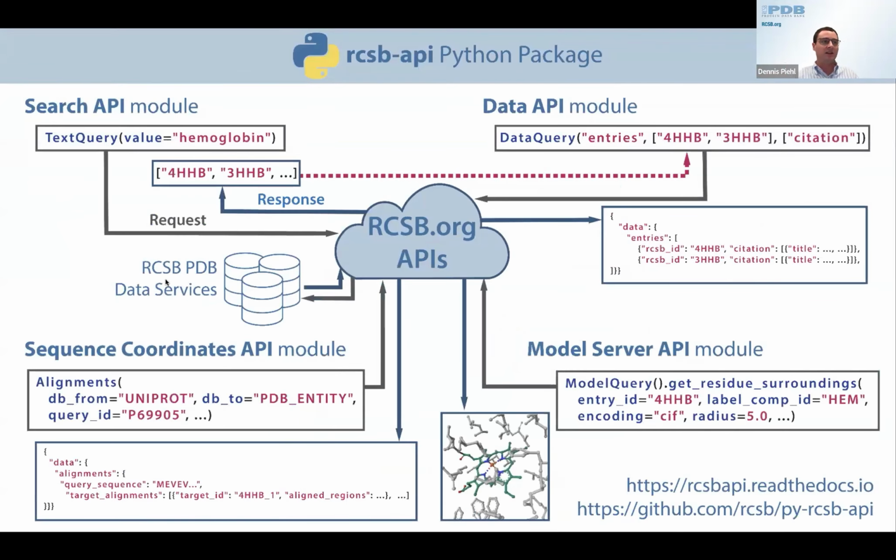So since then, we have extended support to additional rcsb.org APIs, including our sequence coordinates API and our model server API. So support for these was added in a similar fashion to the search and data API, in which we created a dedicated module for each API service. Thus, this package is continuing to grow as an all-in-one Python toolkit for working with rcsb.org APIs. And with that, I think I'd like to transition into an introduction into what the sequence coordinates API and model server API actually are.